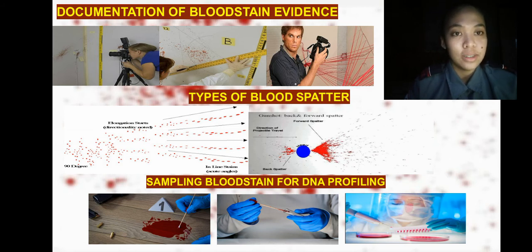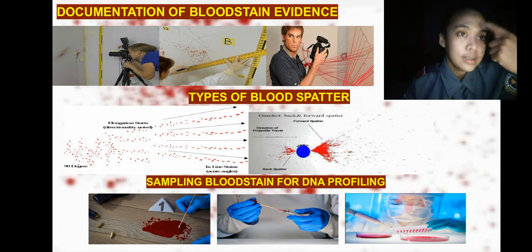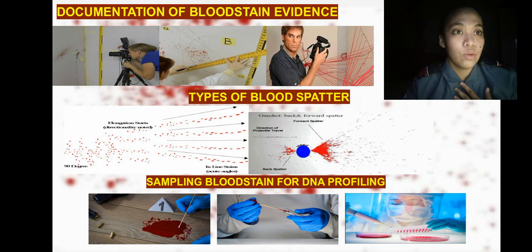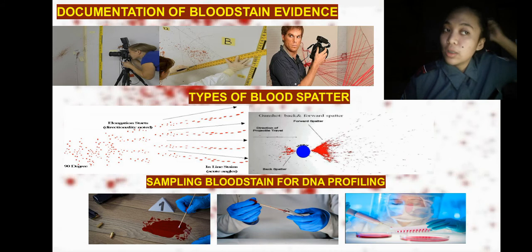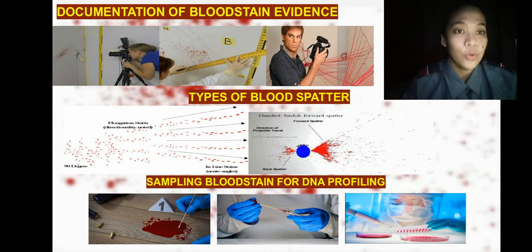So ang scenario dito is, halimbawa ako yung papatayin ko yung kaharap ko sa noo, and then yung tumalsik na dugo forward sa akin na ako ang bumaril, yun ang back spatter, and yung tumagos na dugo naman dito, yun ang forward spatter.